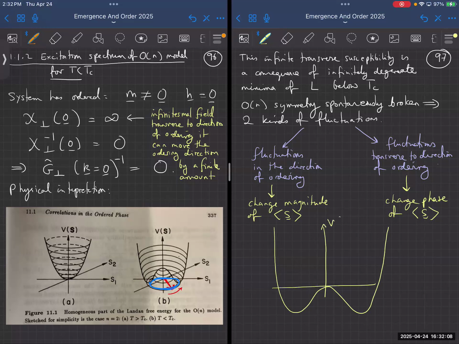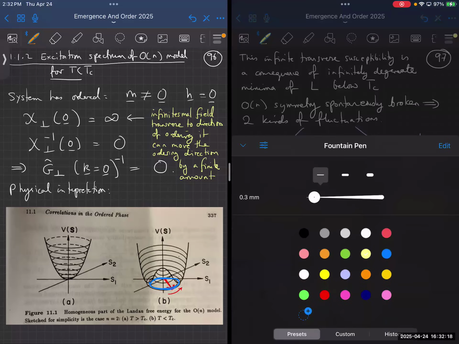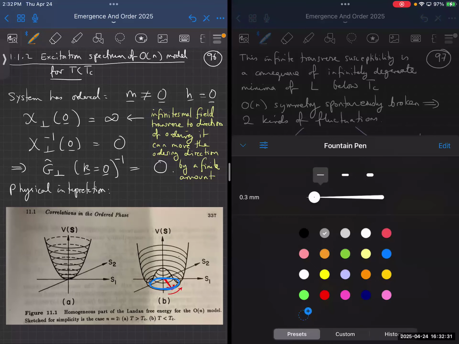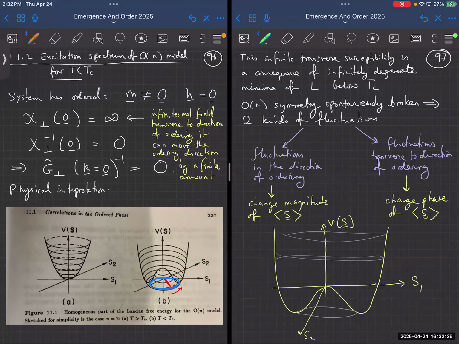Okay, so this is V of S. I'm drawing here the ordering direction S1, and out here is the ordering direction S2. So you should think of this picture as having some degeneracy like that, and this whole picture is rotated around this axis, just like is drawn on the left-hand side. So what happens when I make a change in the magnitude of the ordering?